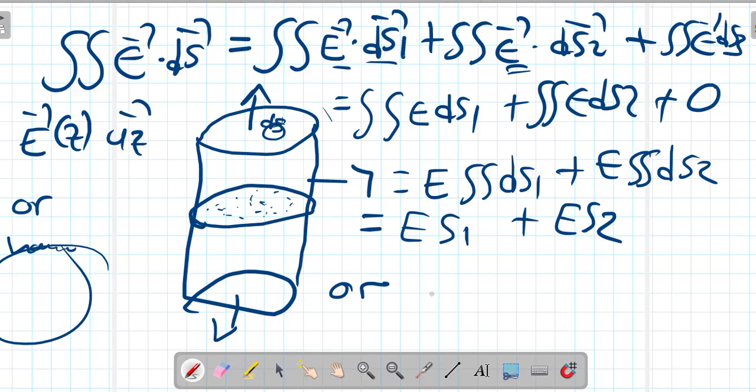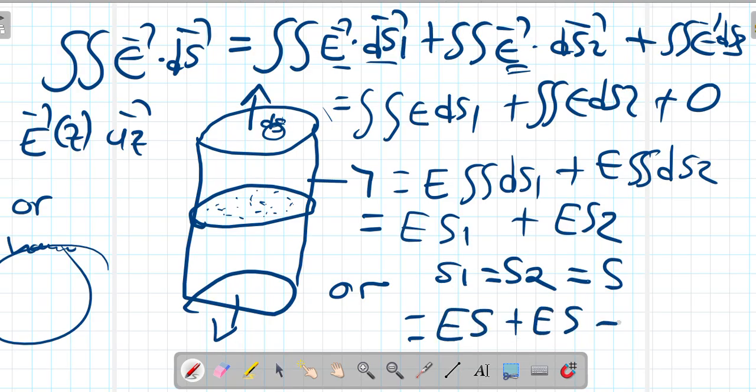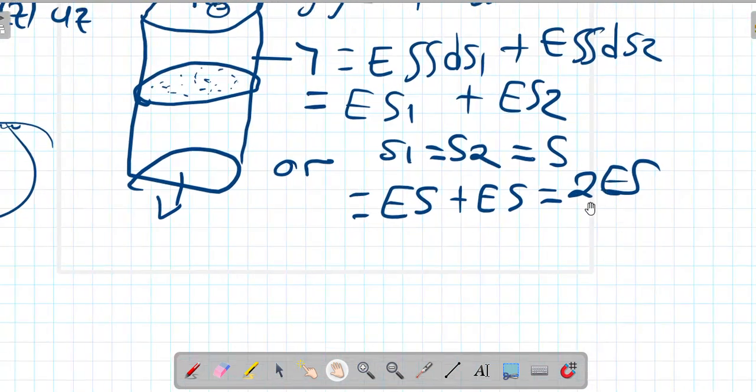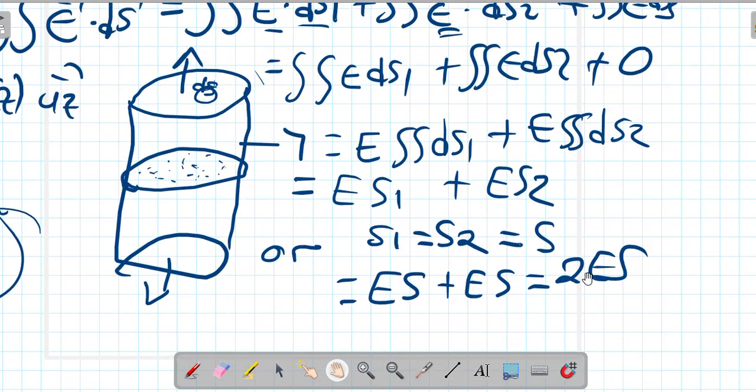However, S1 is equal to S2. So I'm just going to call this S because it's the same. So the calculation becomes ES plus ES, which is 2ES. So you've seen this integral here has now turned into 2ES. Okay, and this is not a vector. This is a magnitude. There's no arrow on top.